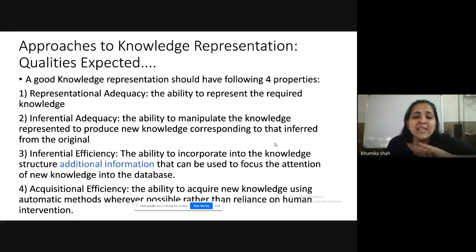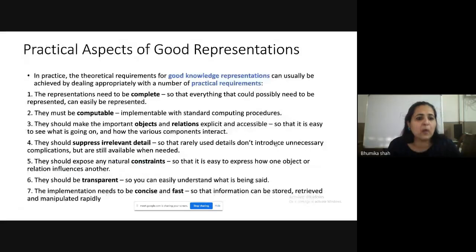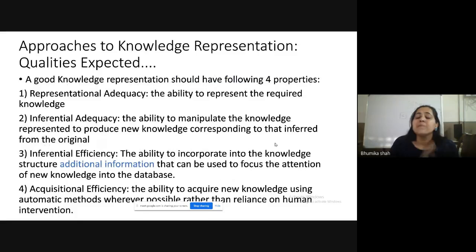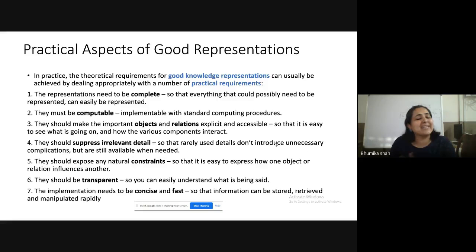So these are the four basic properties any good knowledge representation should have. This has been asked many times in GATE for 7 marks. Imagine you just have to write these 4 points and you will get 7 marks. So remembering the names of these properties is very important to get these marks. Now, what we discussed earlier are the ideal properties, and these are the practical properties any good knowledge representation should have. So let us discuss them also.